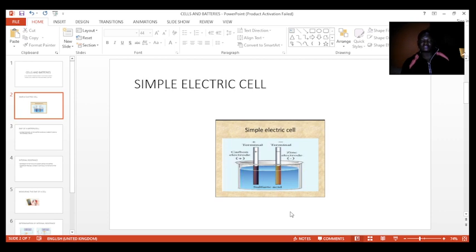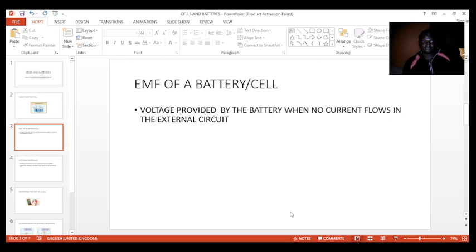which has two electrodes. The cathode is made up of carbon and the anode is made up of zinc, and here we are going to use sulfuric acid as our electrolyte. So this is a simple electric cell. This is how it looks like.